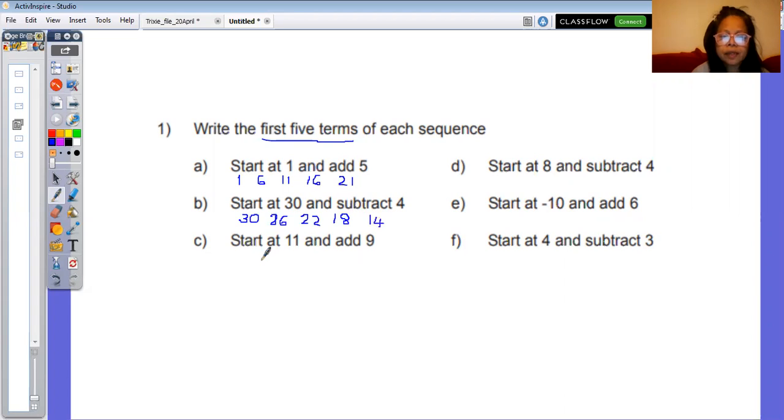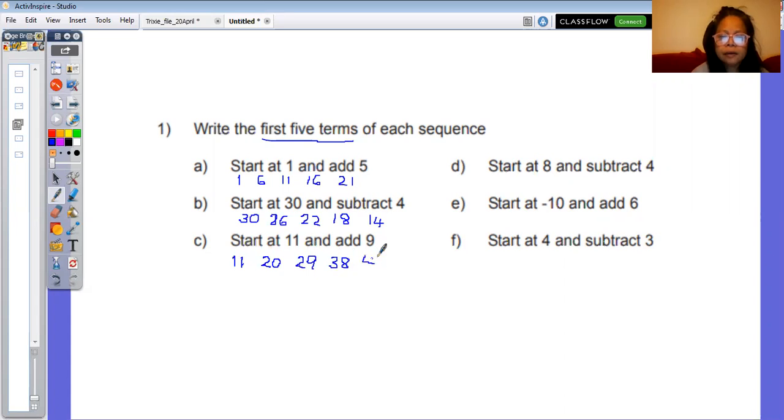Next one, start with 11. This time I'm going up because it's add 9. So add 9 is 20. Add 9 is 29. Add 9 is 38. And add 9 is 47.